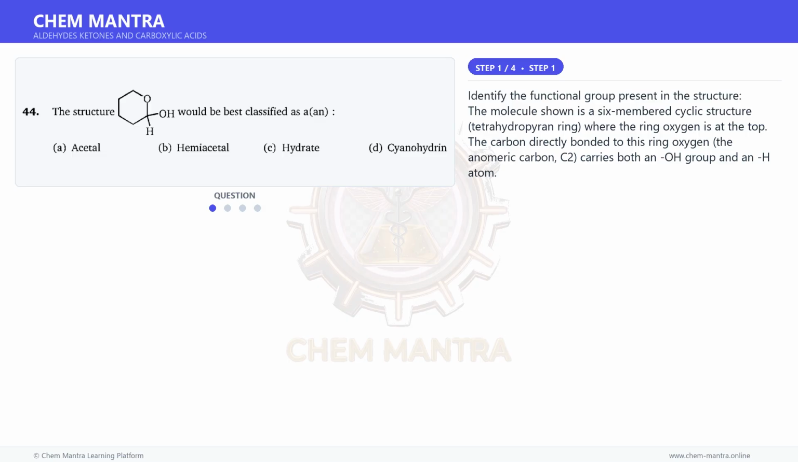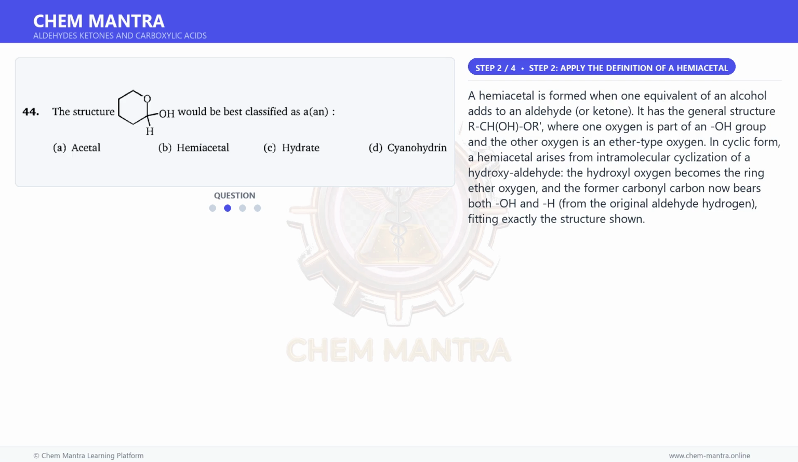The molecule shown is a 6-membered cyclic structure, a tetrahydropyran ring, where the ring oxygen is at the top. The carbon directly bonded to this ring oxygen, the anomeric carbon, C2, carries both an OH group and an H atom. Moving on to the next step.